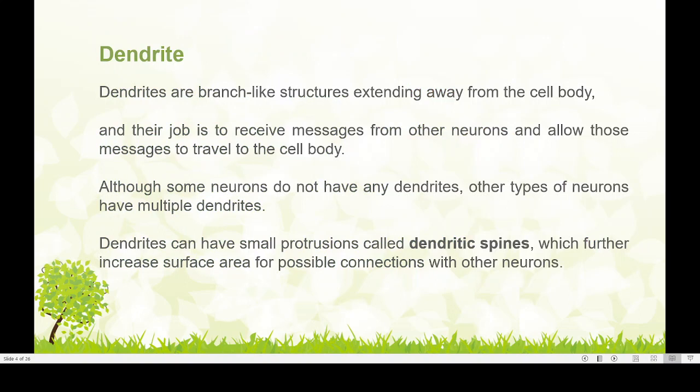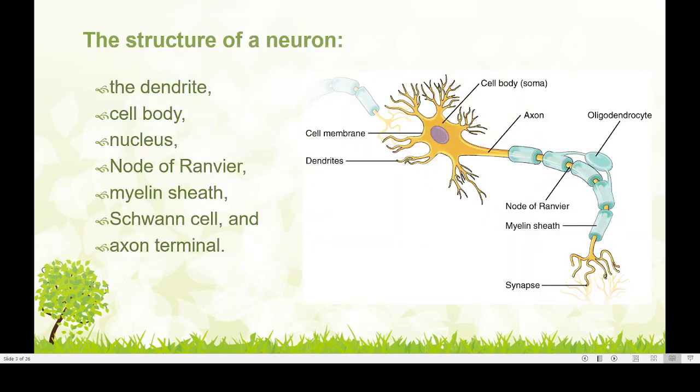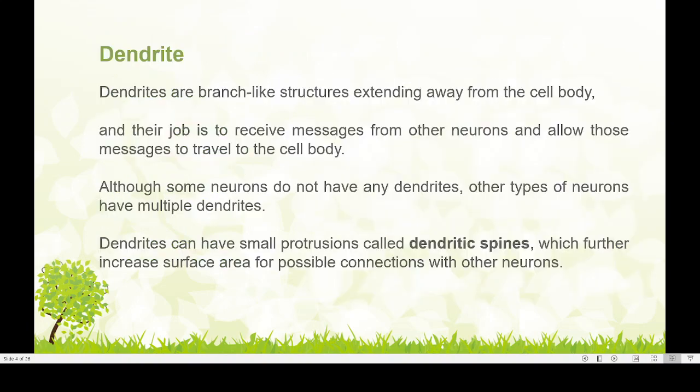Although some neurons do not have a dendron, other types of neurons have multiple dendrites. So this is a typical structure, but not every neuron has a dendron like this. There are neurons which do not possess any dendron, but there are neurons which have more than one dendron also. Multiple dendrons will be present.